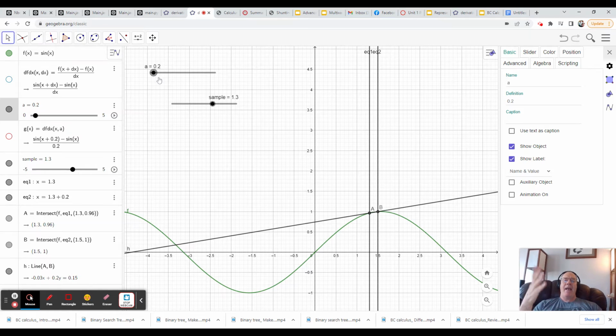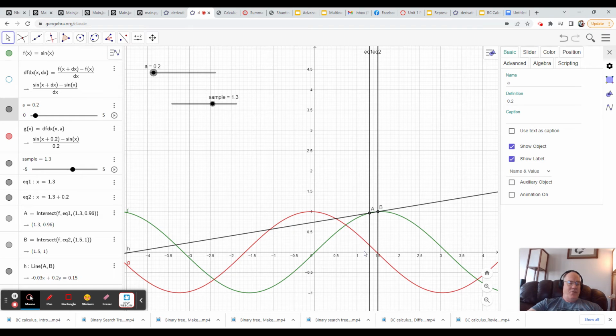Now that this a, which we might also call dx, is pretty small, the slope here is pretty small. We would like to have a function that captures this value, a function that is slightly positive at this point, and in fact we can define that by taking f of x plus dx minus f of x and dividing by dx, where dx and a are the same thing. And so this red function is that approximation of the derivative.